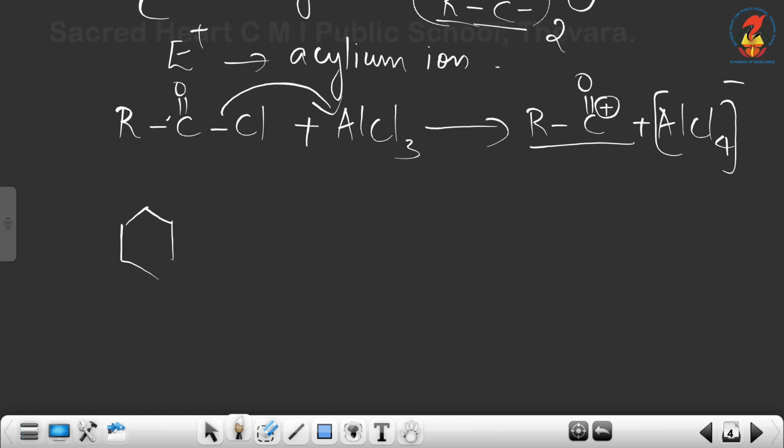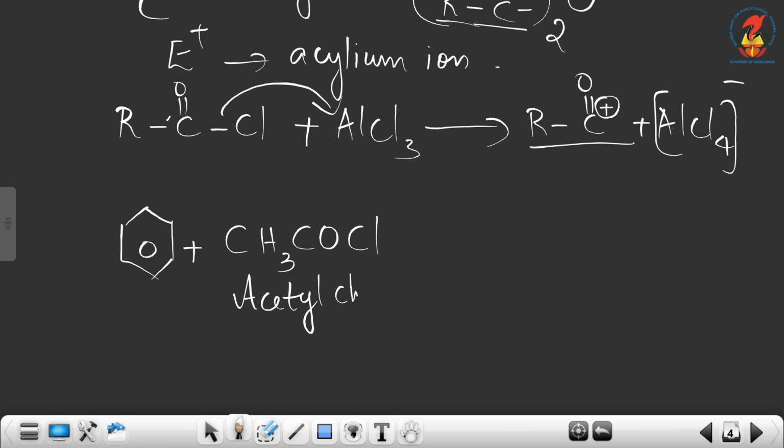Benzene, example, benzene plus RCOCl. I am using acyl halide first. Example for acyl halide is CH3COCl. The name of this acyl halide is acetyl chloride. So the formula of acetyl chloride is CH3COCl.